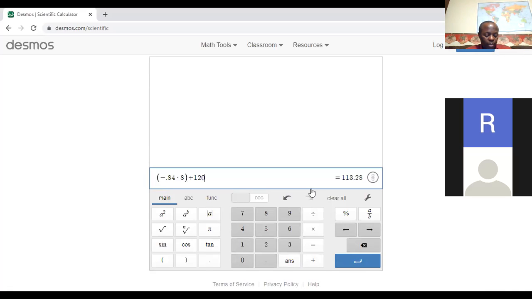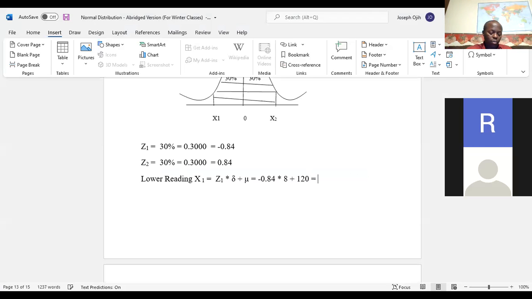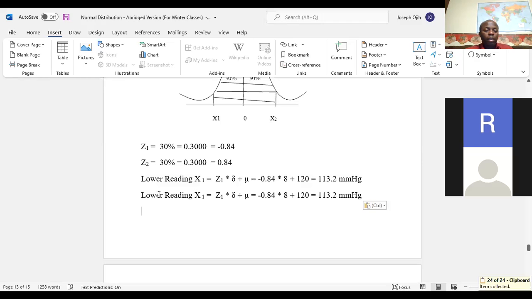Millimeter of mercury. Those of you in the medical field know that blood pressure is measured in millimeters of mercury. So you have 113.2 millimeter of mercury. Now, that is for the lowest reading. For the upper reading, it's the same thing, except that this time we use a positive. So I call this one the upper reading. So we have x2 instead of x1.